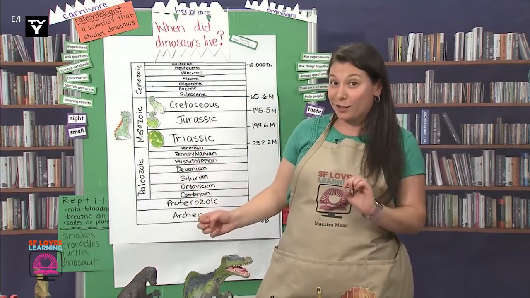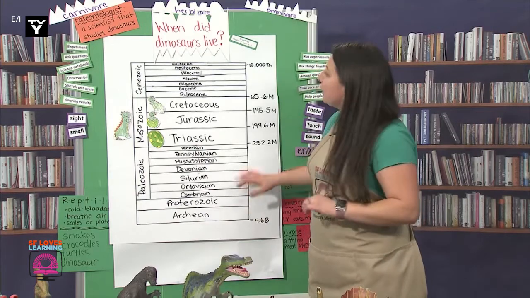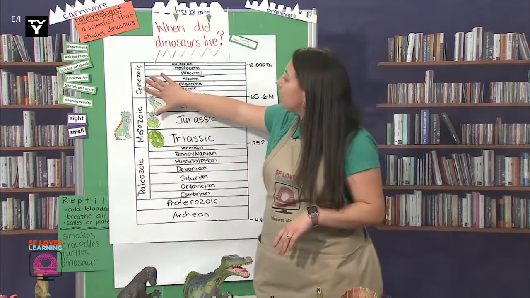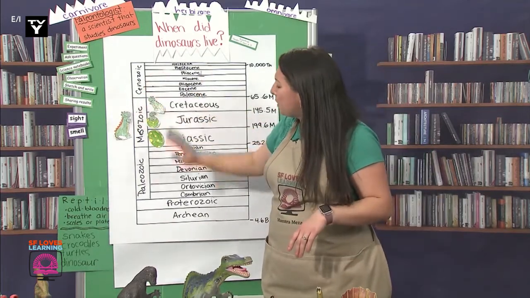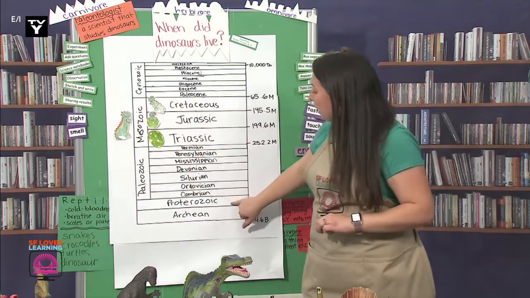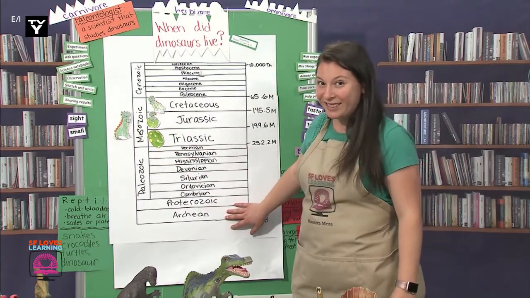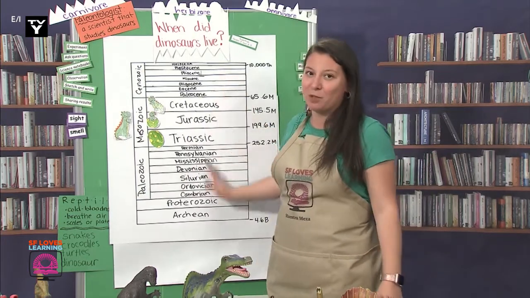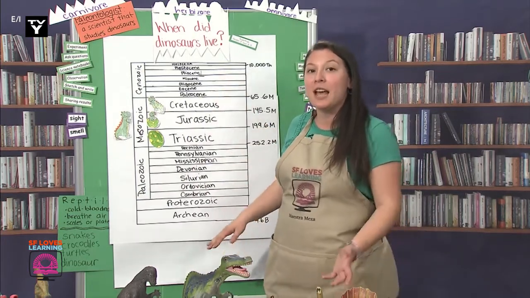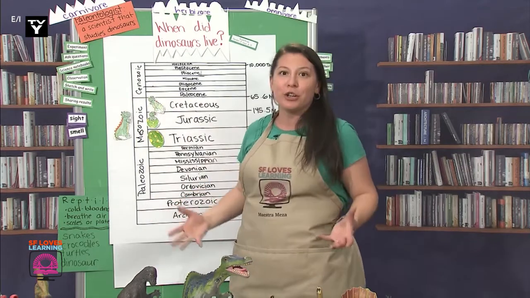Now, let's check out this chart that I have. So we're going to look at this. It says Cenozoic, Mesozoic, Paleozoic, Proterozoic, and Archean. This is a geologic time chart. It shows us the different time periods that have happened here on Earth.